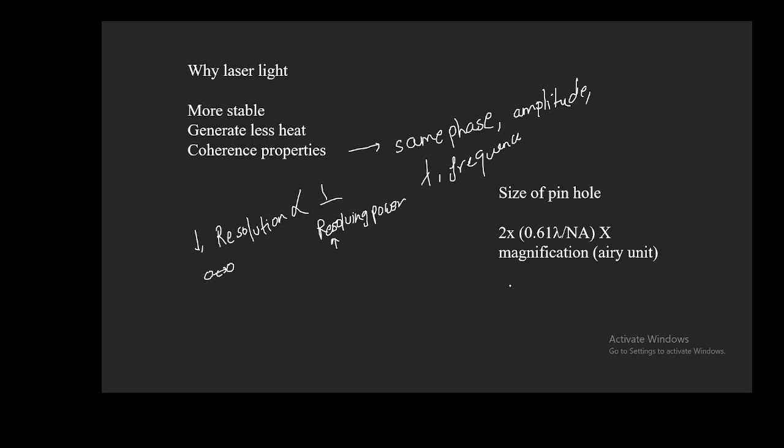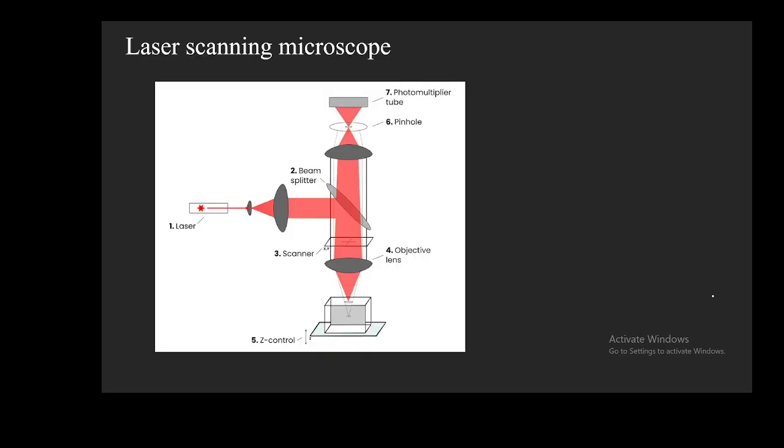So you can see if the wavelength of the light is less and the numerical aperture is more, then you will have less resolution and more resolving power. Questions come sometimes on this also, so therefore I am explaining it here. Don't be confused by resolution and resolving power. They are inversely proportional. Now, the confocal microscope is basically of two types.